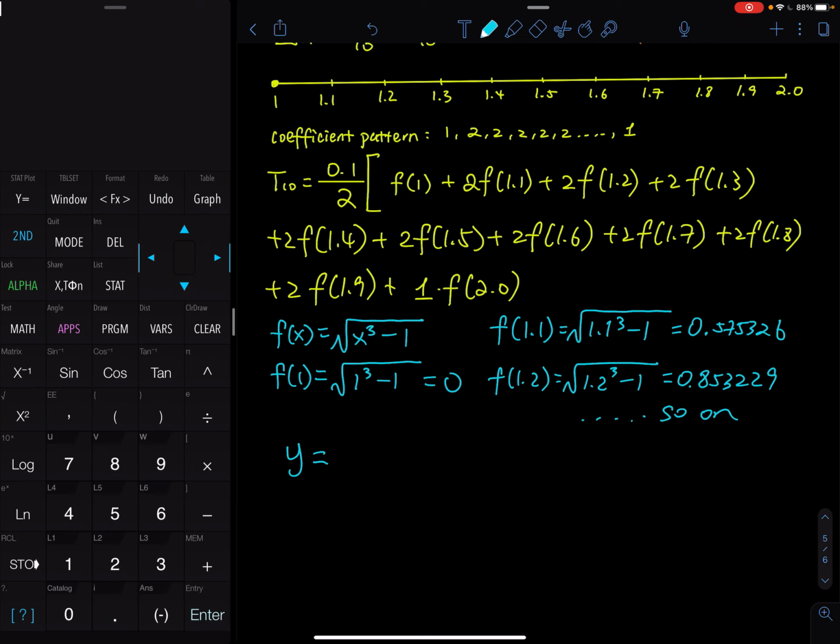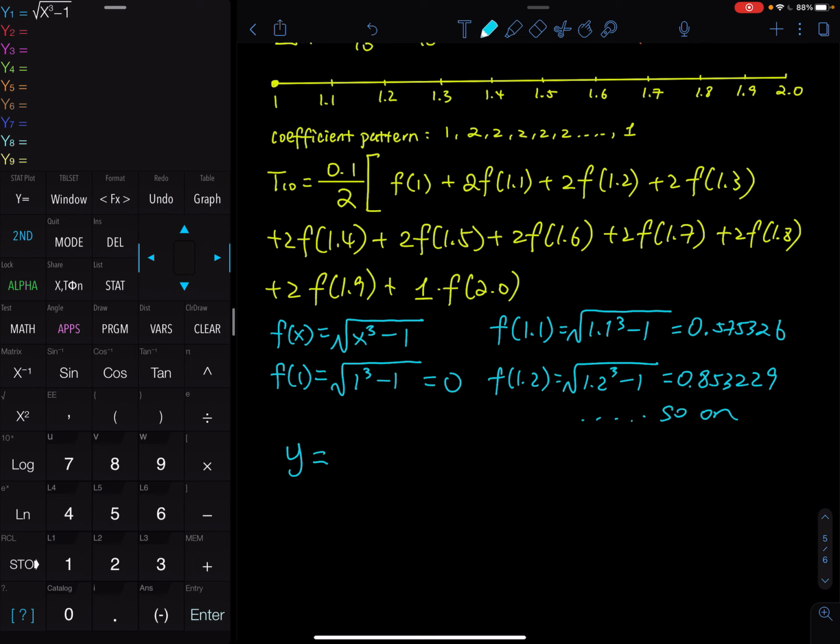So press y equal and make sure there are no other functions in there. And then what is y equal to? Y is equal to the square root. For square root, you press second and then the x square key. Then you type x, raise that to the third power, and then -1. If you want to get the cursor down, just hit the right arrow and then -1.